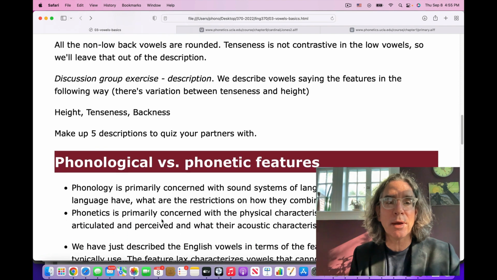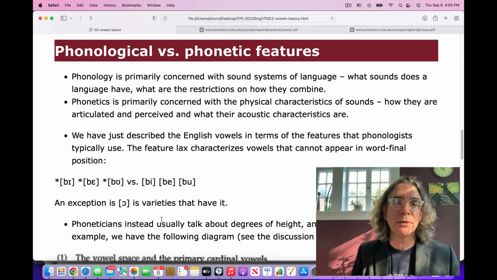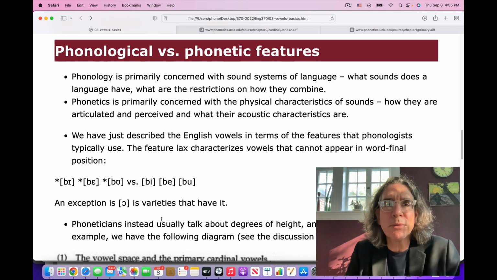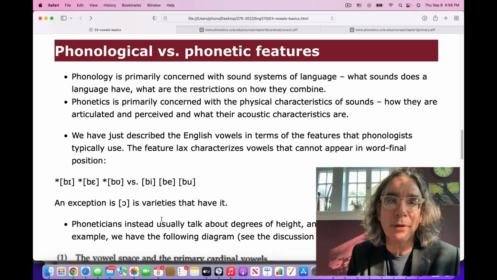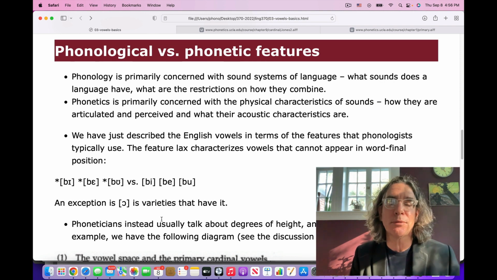As I mentioned, there's a difference between the features that phonologists typically use and phoneticians typically use. And we saw some examples of phoneticians' features in the IPA chart. The difference between phonology and phonetics is controversial, but the basic way of seeing it is that phonology is primarily concerned with the sound systems of language. What sounds does a language have?